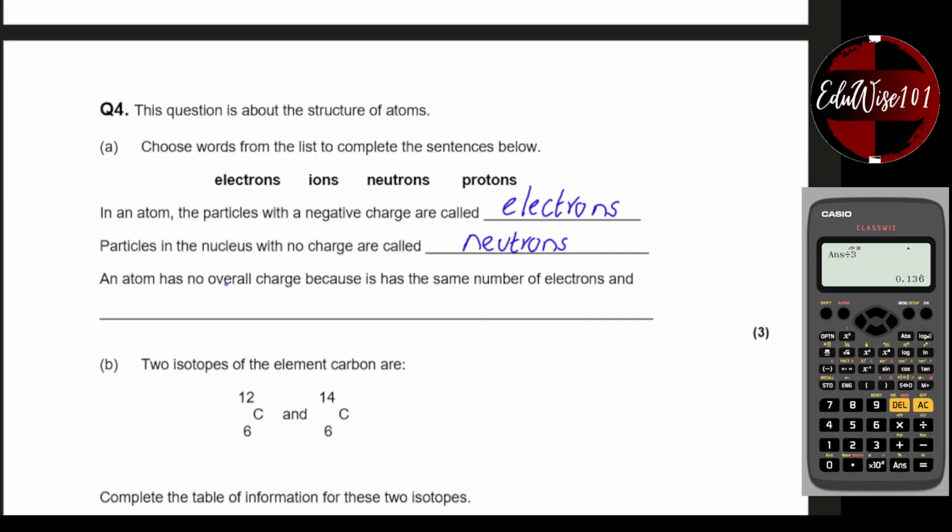An atom has no overall charge because it has the same number of electrons and protons. Remember, electrons have a negative charge and protons have a positive charge. So when you have 2 negative and 2 positive, they will cancel off each other. So the overall charge in an atom is 0.